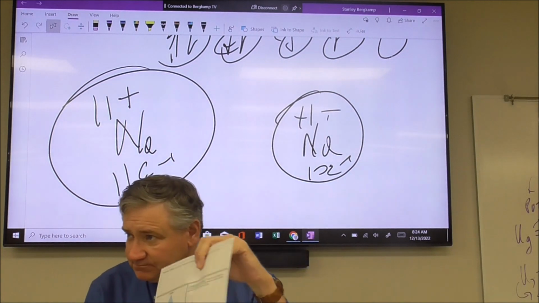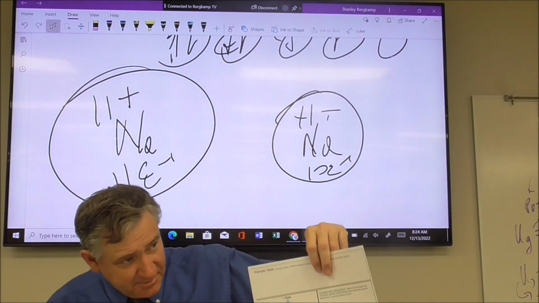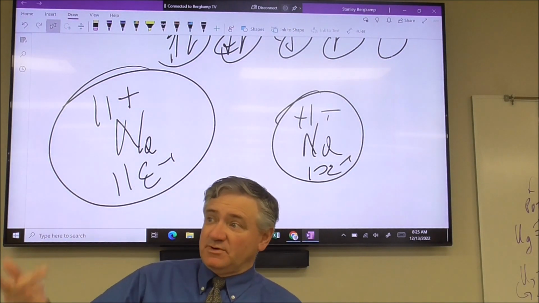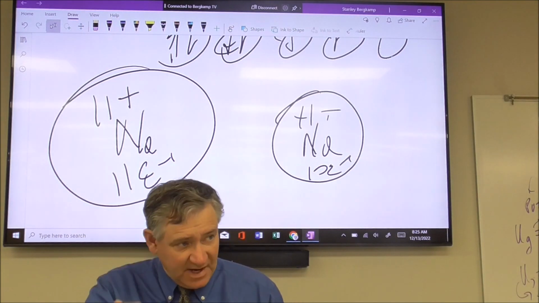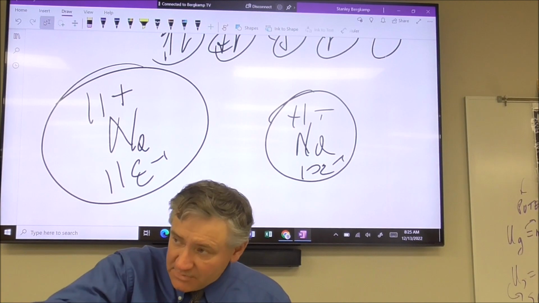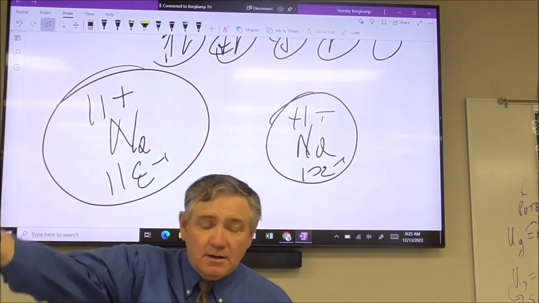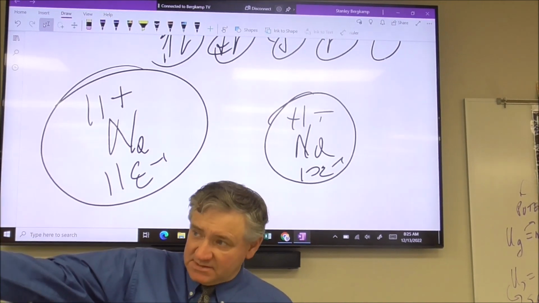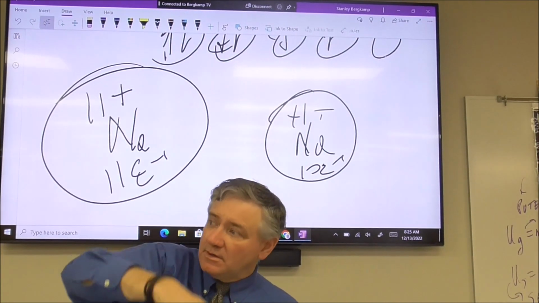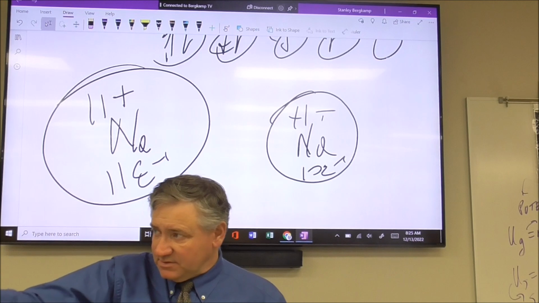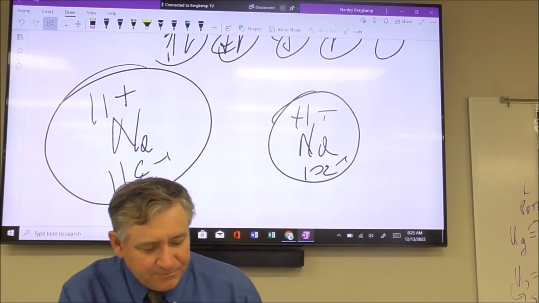Coulombic attraction, okay? Remember, that's what's going to happen here. Coulombic attraction is a fancy word for saying, how attracted are the electrons to the protons? There's two factors: the number of particles and distance. The more particles there are, the stronger the charge. The greater the distance, the weaker the charge. So there's a direct relationship there.